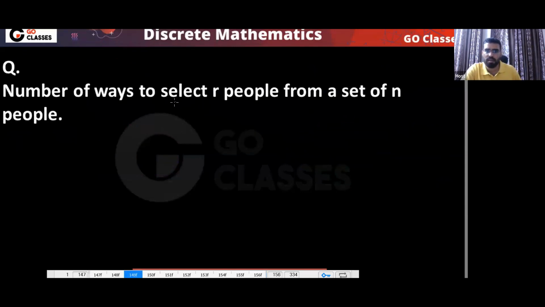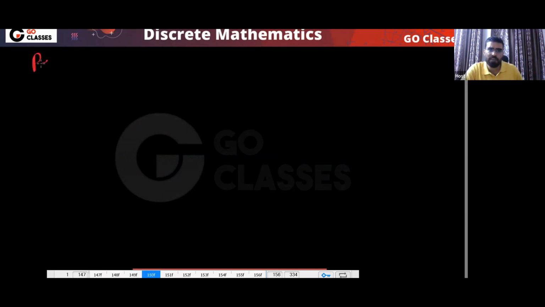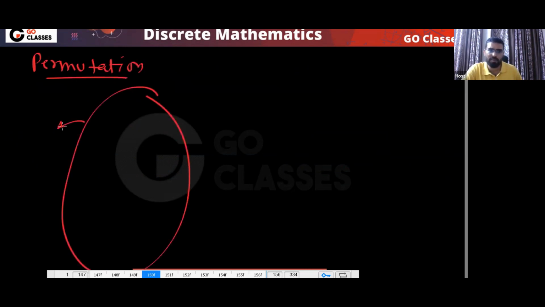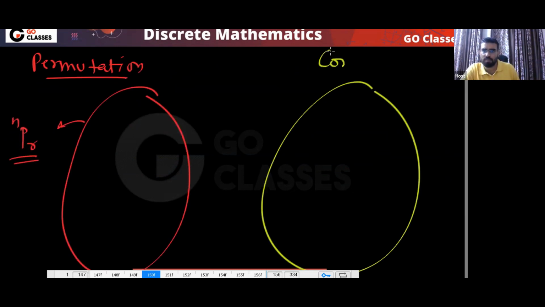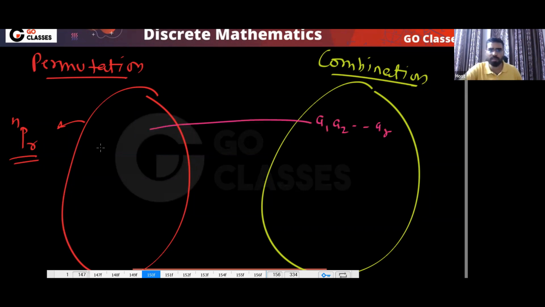Let's see this question. How many ways to select R people from N people? Very simple. If you find permutation, you already know the answer. There will be a total of NPR permutations. But we want combination. Because we want combination, you can notice that R things, A1, A2, up to AR, how many permutations will these have? How many permutations will this one combination have?